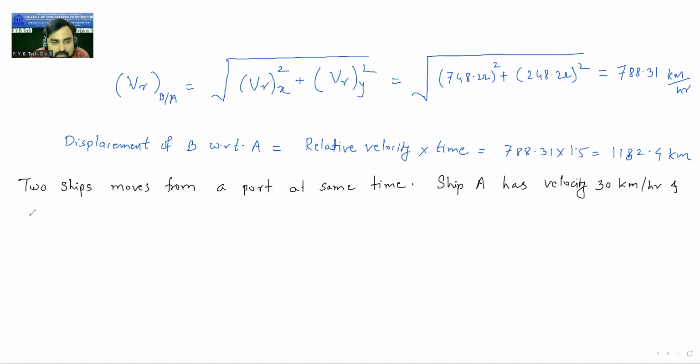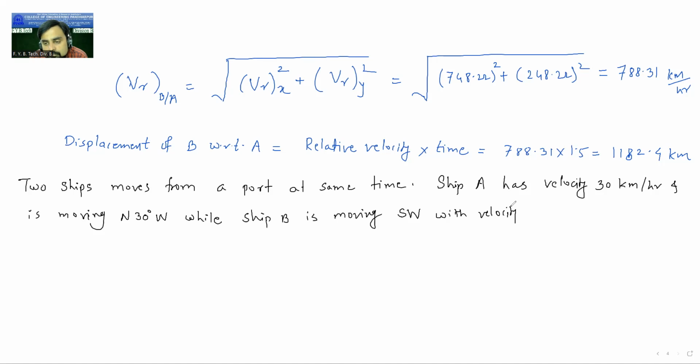and is moving north 30° west, while ship B is moving southwest with velocity of 40 km/h.